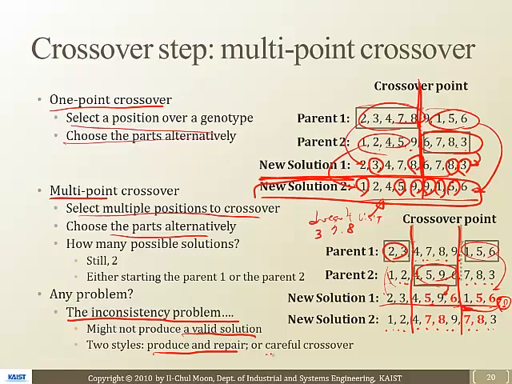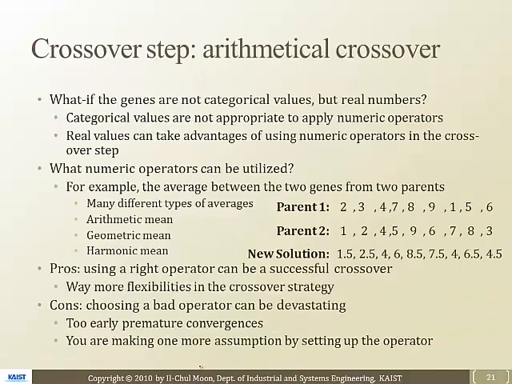And the other approach is the careful crossover. You are careful in making a valid solution, and your crossover always gives you a valid route. Of course, the multi-point crossover is not this approach. It's rather this approach. Okay? And there are other cases. It's being called arithmetic crossover.